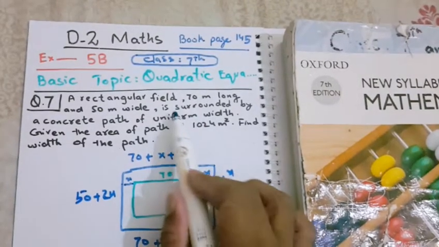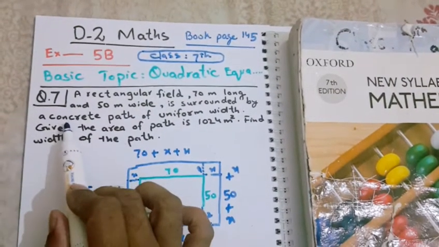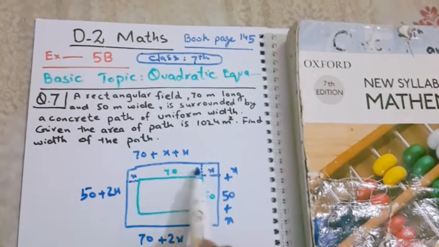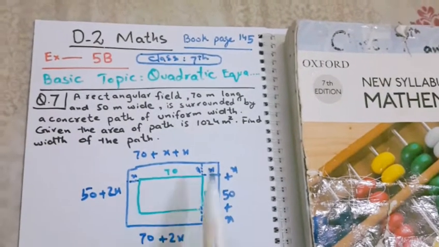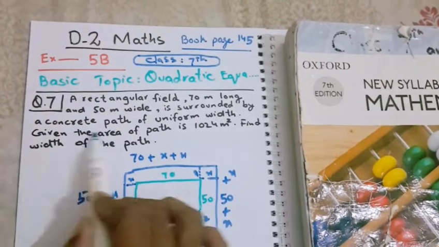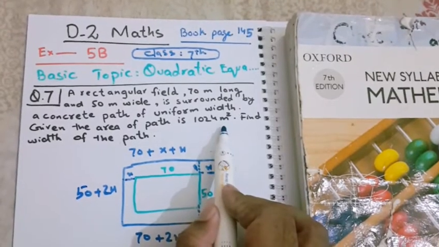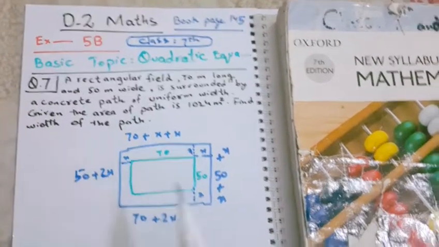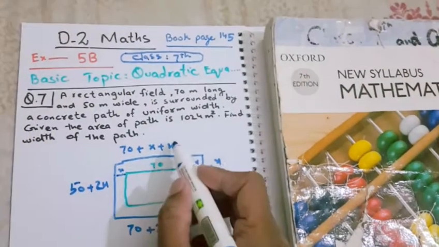And it is said in the question that this path which is surrounding this rectangular field has an area of 1024, given that the area of the path is 1024 meter square. Find the width of the path means we need to find only x.